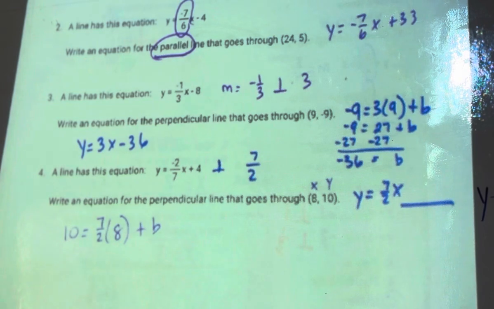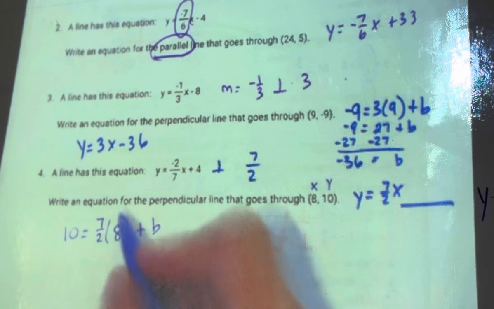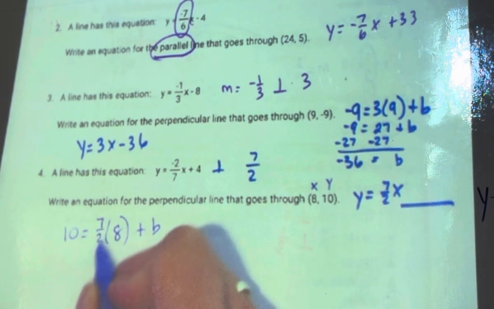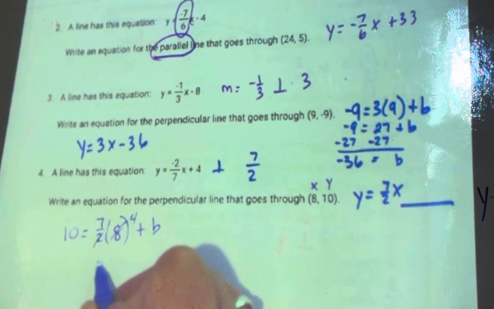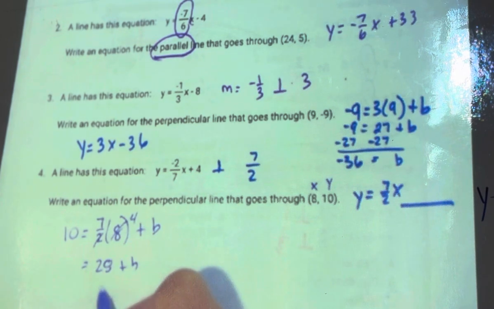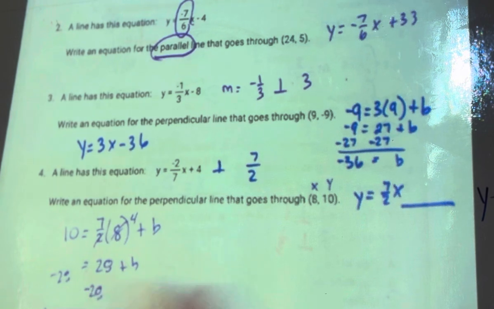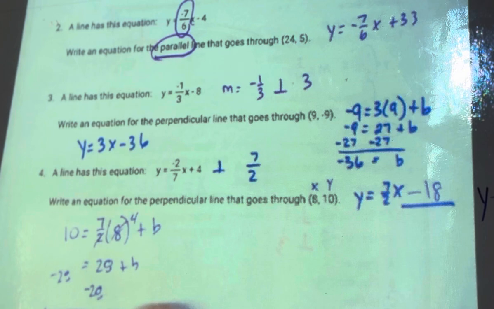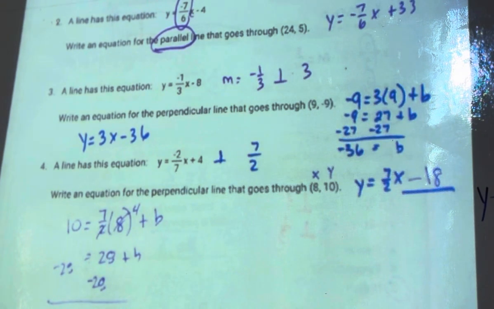So what'd y'all get? Very good. 8 divided by 2 is 4, and 4 times 7 is 28. And so the opposite of a positive 28 is a negative. And yes, you end up with negative 18. Okay. So, good news. We are done with the lecture, and so that's parallel and perpendicular.